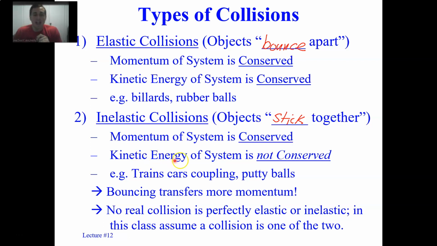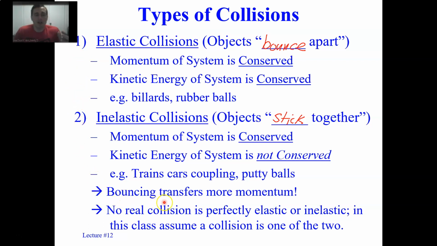However, the kinetic energy of the system is not conserved when we have inelastic collisions. So you may say, where does some of that energy go? It goes into sound, heat, crumpling, maybe even light, all kinds of things. But the idea is that the kinetic energy is not conserved. You could think of when train cars couple together, or when putty balls smash into each other and they deform. Those are examples of inelastic collisions. Again, no collision is perfectly inelastic in this world, but we'll assume that for the sake of this class, it's completely one or the other.